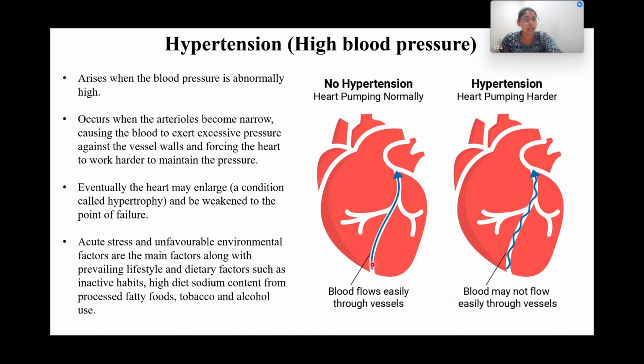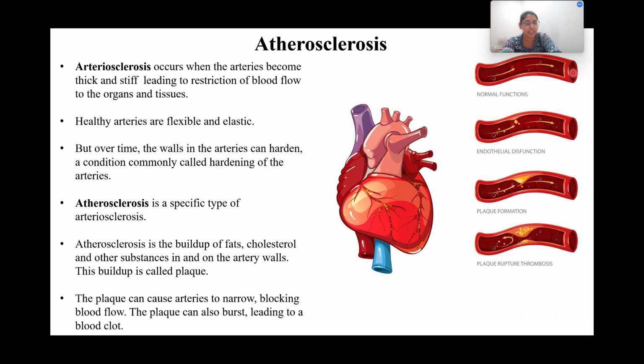This hardening of the arteries happens over time, and it is named according to the specific component that affects it. For example, atherosclerosis is because of the buildup of fats or cholesterol inside the artery walls. Here, this is the normal artery, but in the condition of atherosclerosis, you have fatty acids and cholesterol getting deposited into the walls of the artery. Over time they start forming plaques, which is called plaque formation.